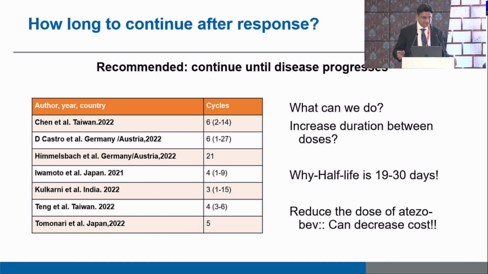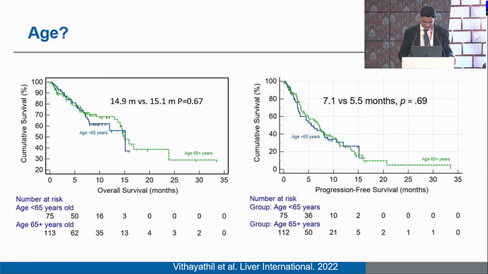And if the patient has financial problems, which is more often in our settings, we can decrease the dosing of atezo and bev to 500 mg of bevacizumab and atezo 840 mg.